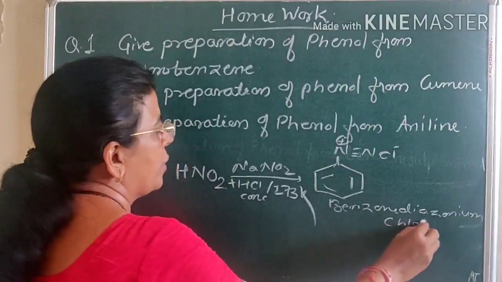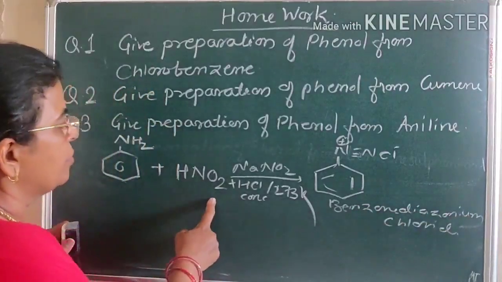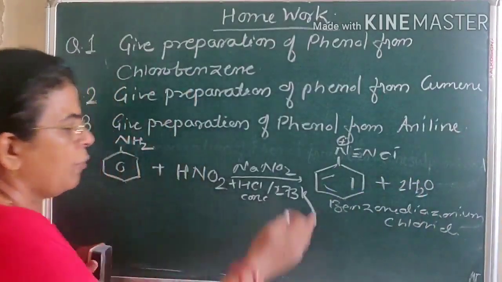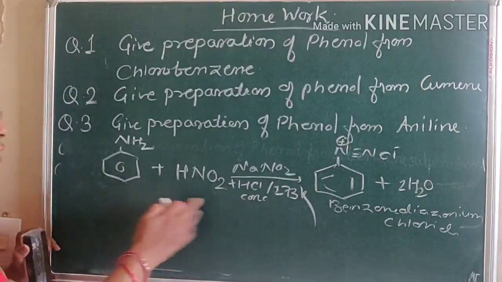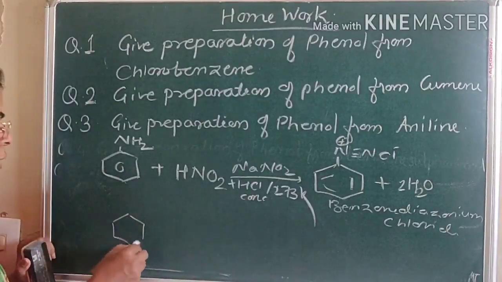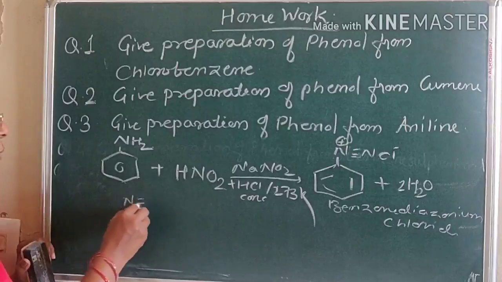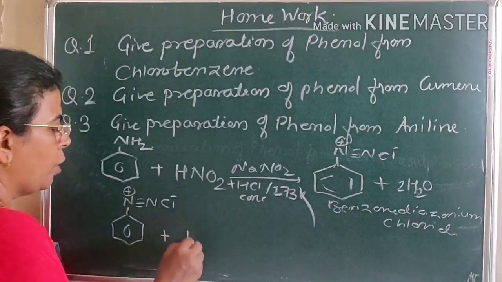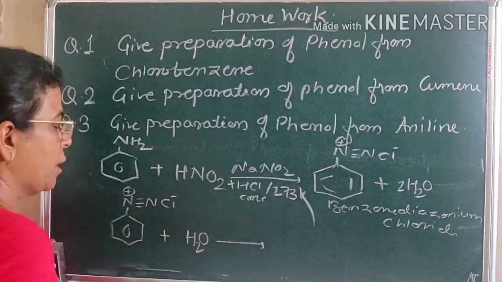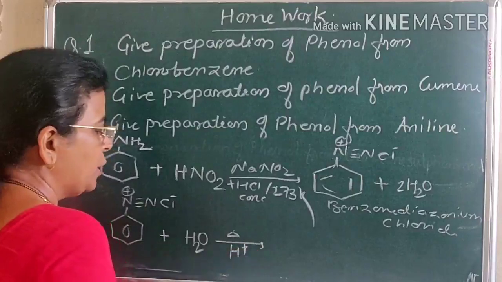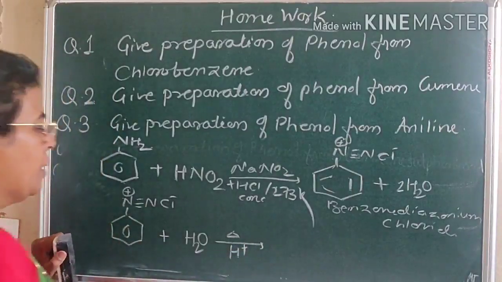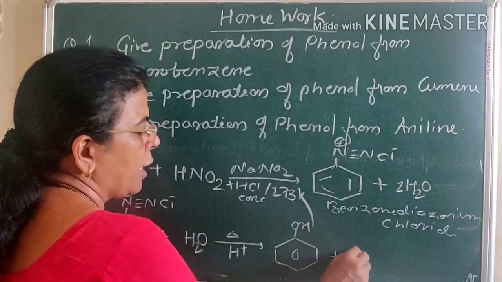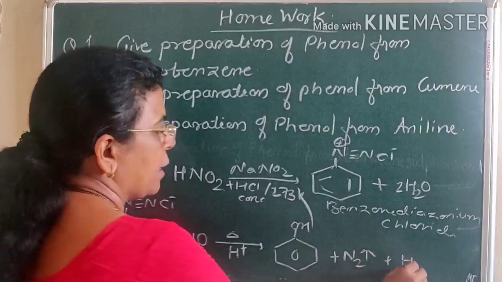This is a salt. Here this oxygen atom is converted into a water molecule, that is twice H2O, and formation of benzene diazonium chloride takes place. This is the diazotization reaction. Then in the second step, this benzene diazonium chloride is hydrolyzed in the presence of acidic media. Then formation of phenol takes place with evolution of nitrogen gas plus HCl.